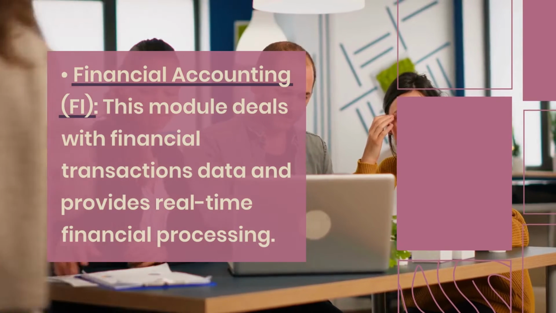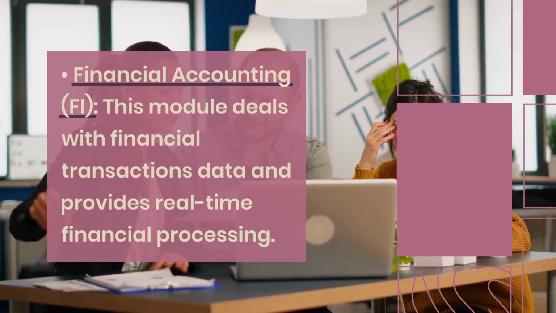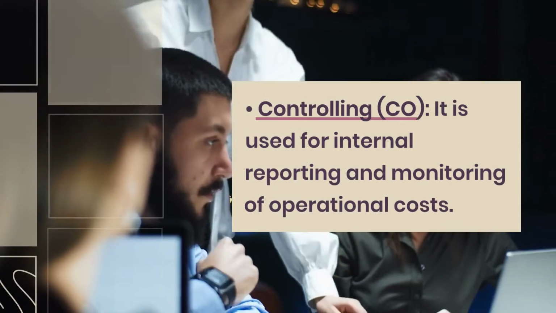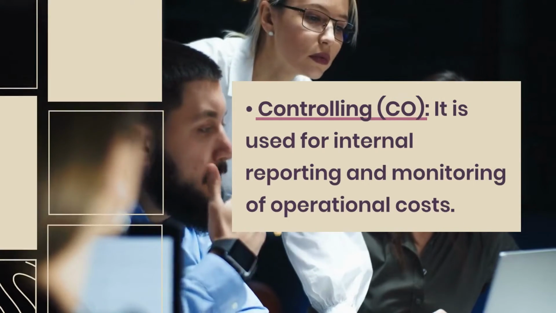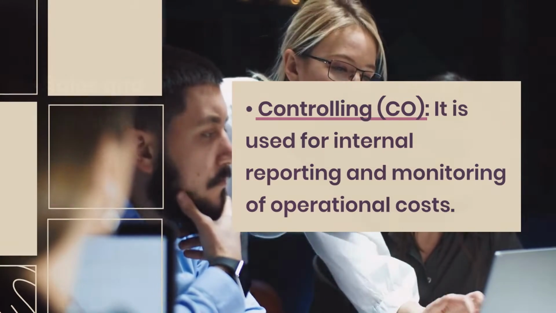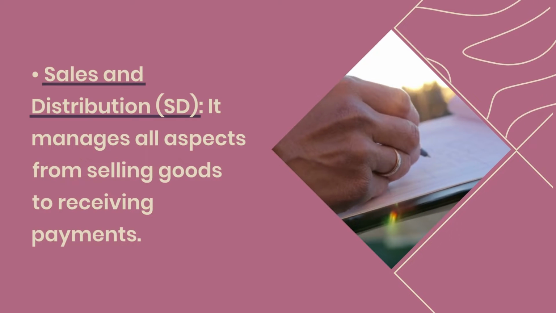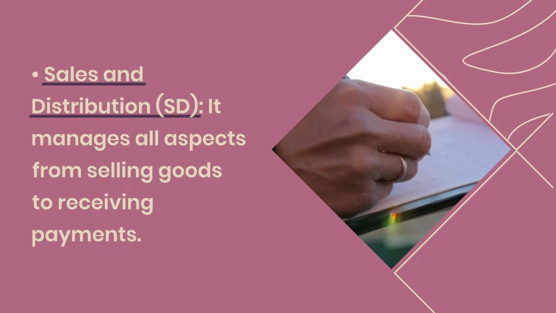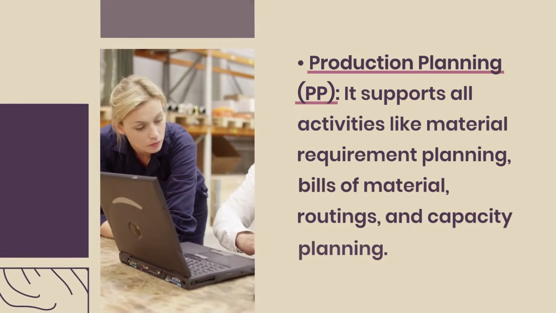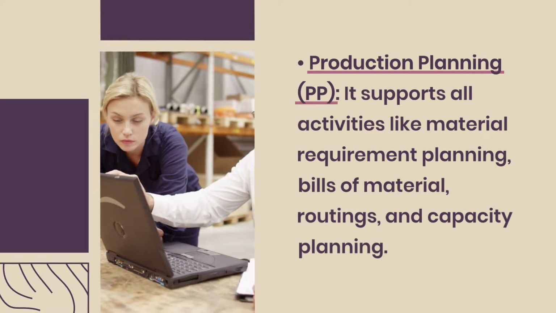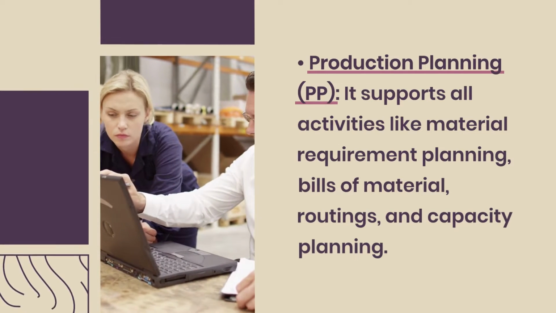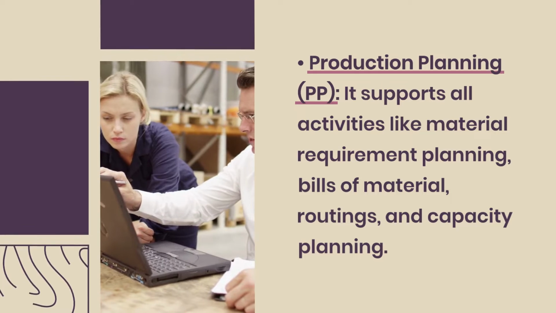This module deals with financial transactions data and provides real-time financial processing. Controlling, CO. It is used for internal reporting and monitoring of operational costs. Sales and distribution, SD. It manages all aspects from selling goods to receiving payments. Production planning, PP. It supports all activities like material requirement planning, bills of material, routings, and capacity planning.